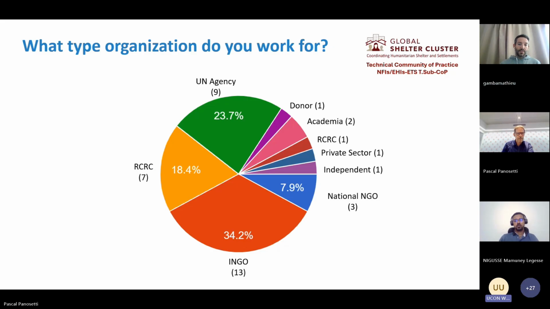Thank you. So almost 8% are national NGOs, which is good. It's only 3%, but it would be great in the future to have maybe a bit more national NGOs involved in other surveys.